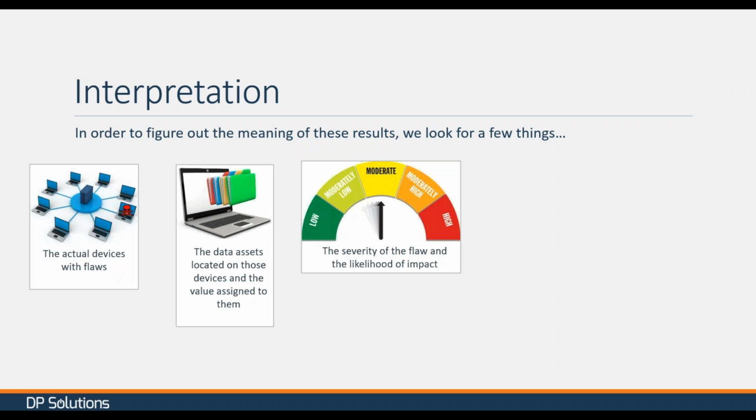Again, as I mentioned before, we're looking at the severity of the flaw and the likelihood of the impact. So those are two different things, right? One is the severity of the flaw. How much could I damage a machine with this flaw? How much of a wreck can I create? And then there's also the likelihood of that.